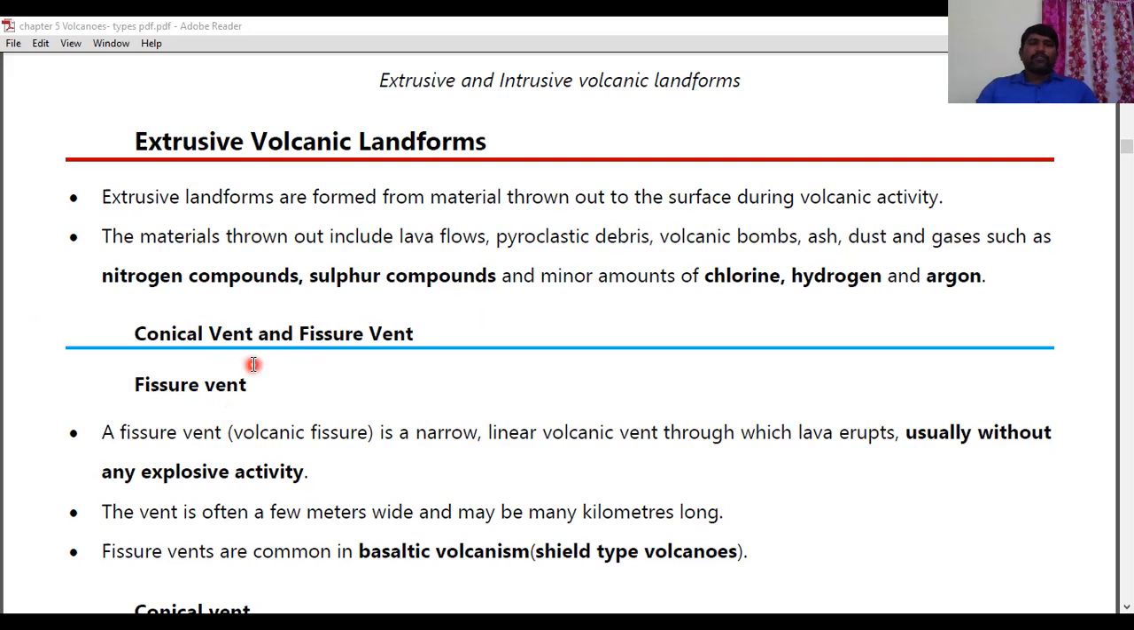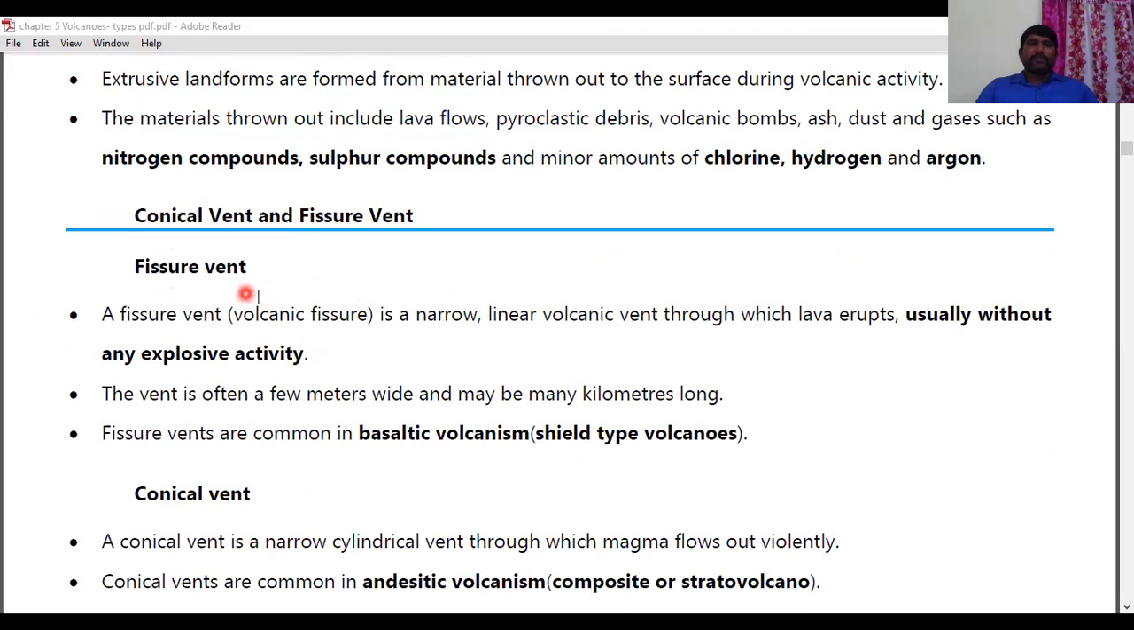The conical vent or the fissure vent is formed by the extrusive volcanic landform. A fissure vent or a volcanic fissure is a narrow linear volcanic vent or a volcanic pipe through which lava erupts onto the surface, usually without any explosive activity. The vent is often a few meters wide and maybe many kilometers in length. The fissure vents are common in basaltic volcanism, that is shield type of volcanoes.